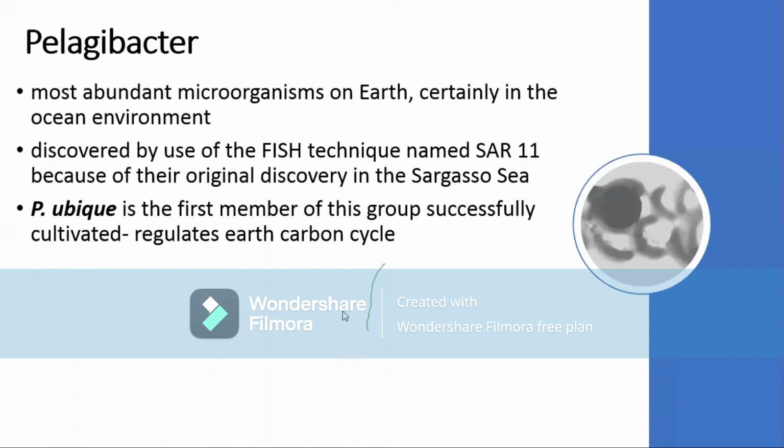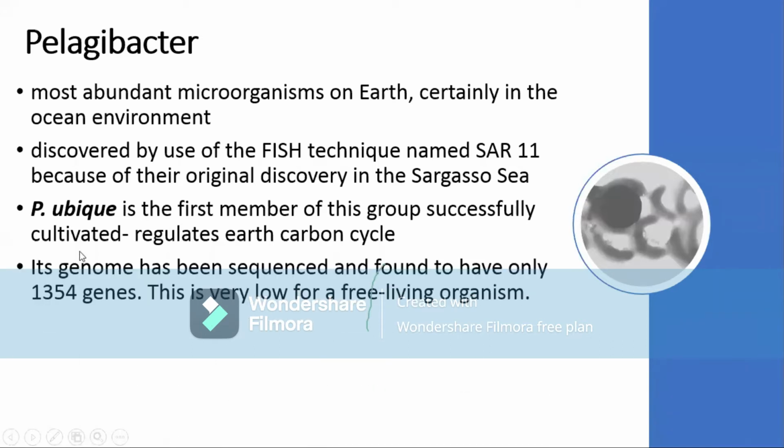How does it regulate the earth carbon cycle? Because I told you that it belongs to one of the most abundant groups of microorganisms in the earth. That's why it is called Pelagibacter ubique, means it's ubiquitous everywhere in the ocean.